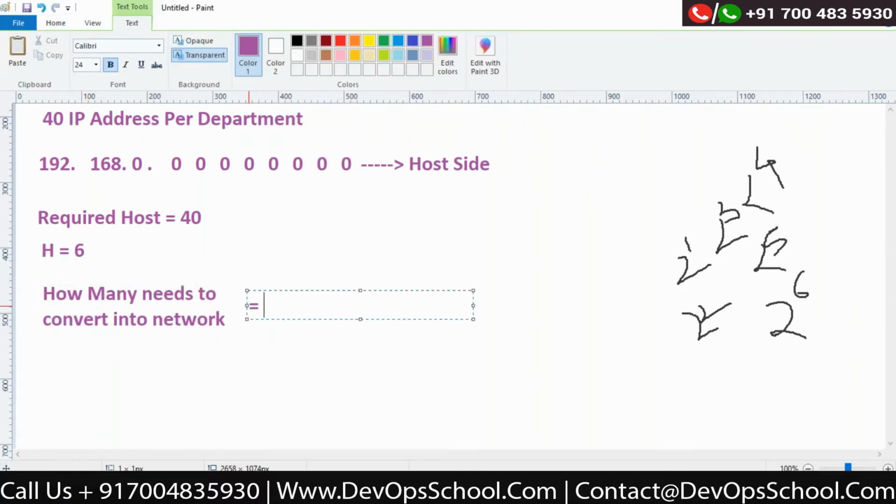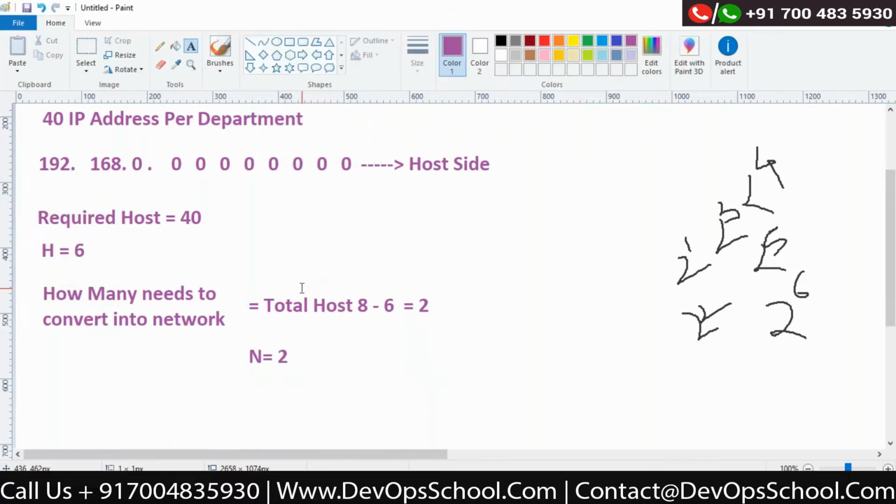The formula is equal to total host bits minus required. How much do we have? Total host bits is 8. But actually how much do you require? I require only 6 to serve my purpose. So how many do I need to send to the network side? 2 bits. So I will say N is equal to 2.